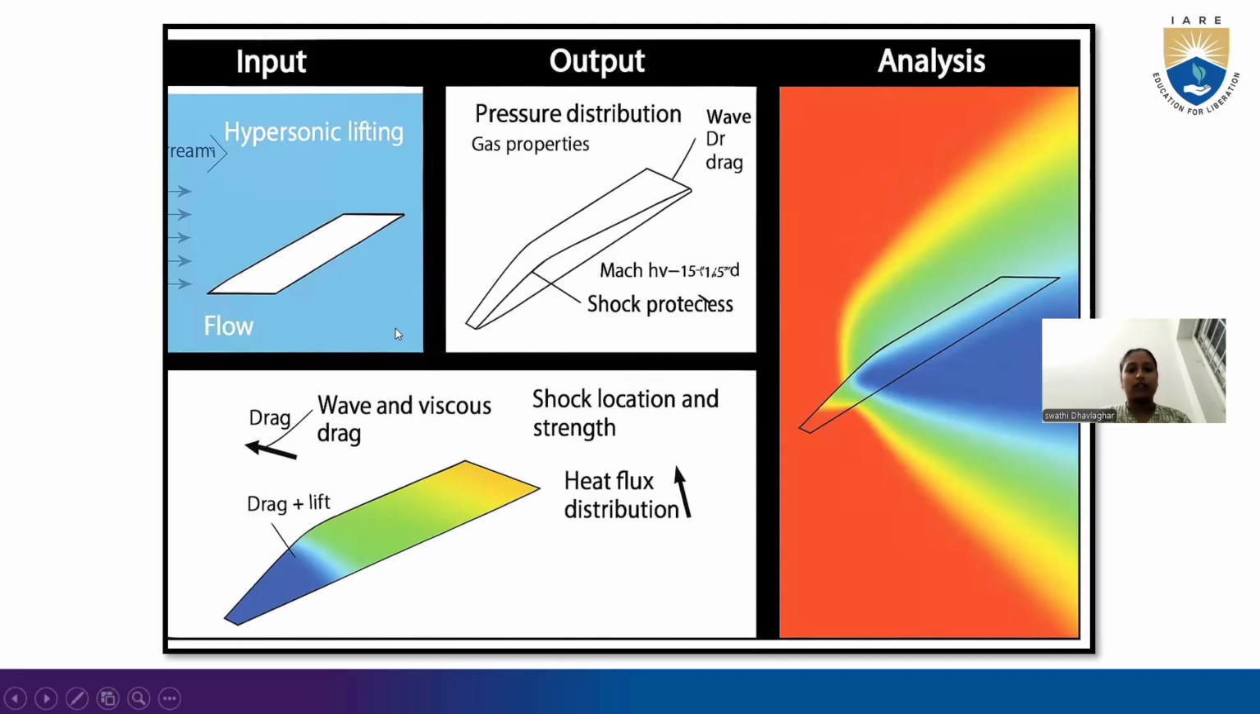So we have the input and output of hypersonic lift and pressure distribution on an airfoil. And this is the CFD analysis where we can see the waves coming on an airfoil and the shock location and strength, heat flux distribution, waves, and the viscous drag plus lift.